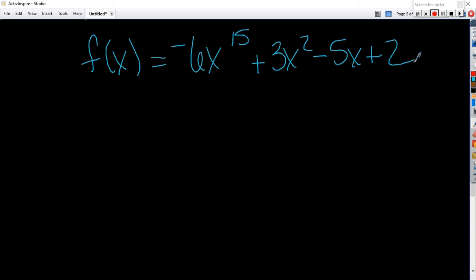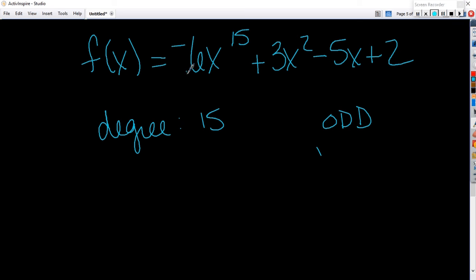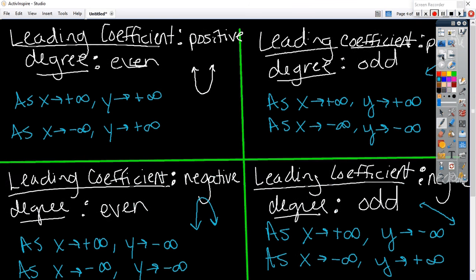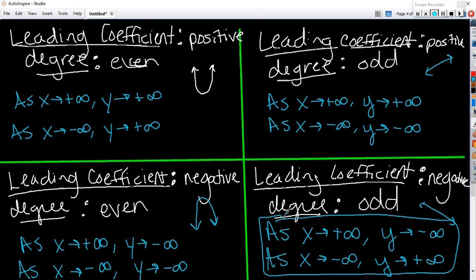Are they going to go up and down, or up and up, or both down? So all you have to do is take your chart. Let's look, what's the degree? 15. Is 15 an even number or an odd number? It's an odd number. The leading coefficient is what? Negative. So I'm going to the square that is odd and negative. So I'm in the bottom right square. So this is the end behavior.